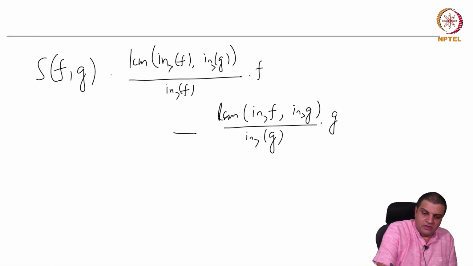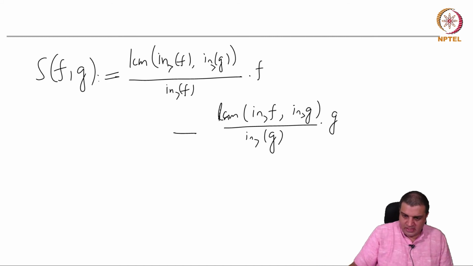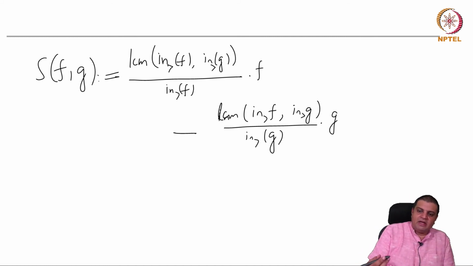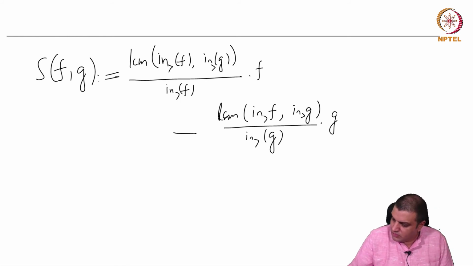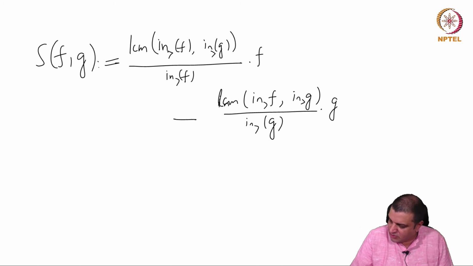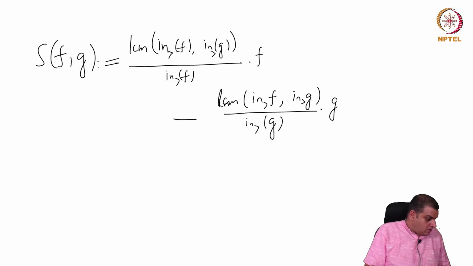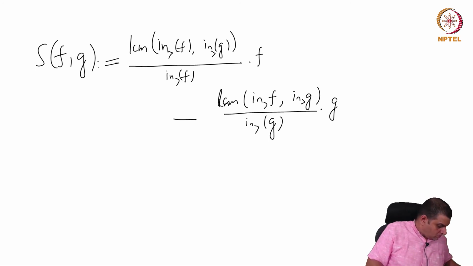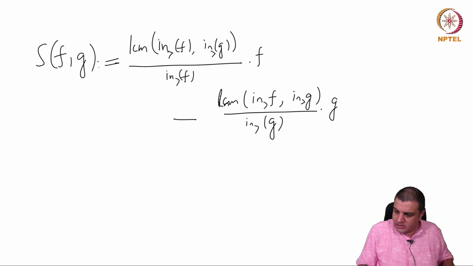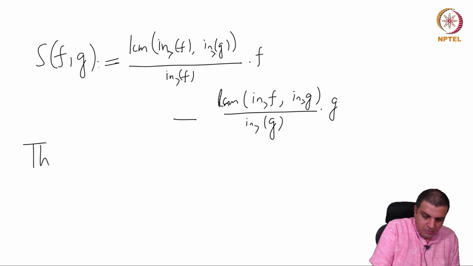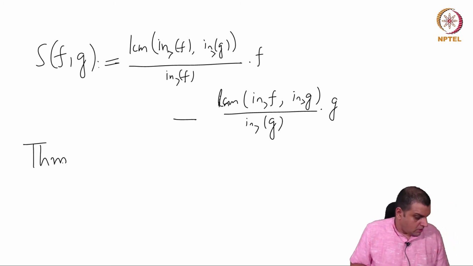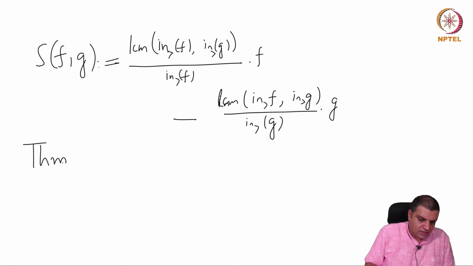So this is what this S pair is. This is the key idea behind cancelling leading terms: multiply appropriately and then subtract. We did this in many of the examples in one of the previous lectures. Now this is the key result of Buchberger, which we will prove in the next lecture.